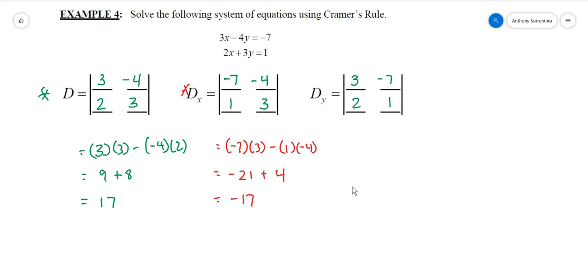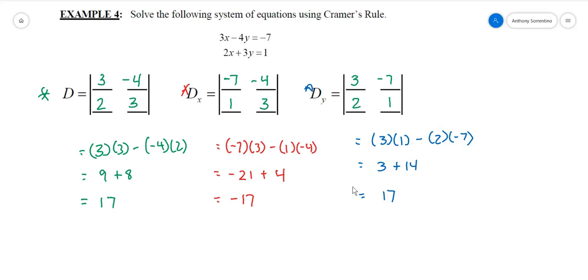And lastly, D sub y. Well, same procedure. I'm going to do the 3 times 1 minus 2 times -7. So I'm going to have 3. 2 times -7 is -14, so minus a -14 is +14. And I get 17.